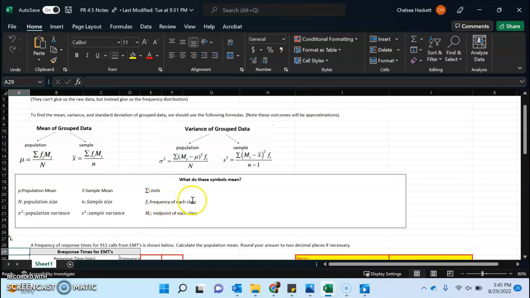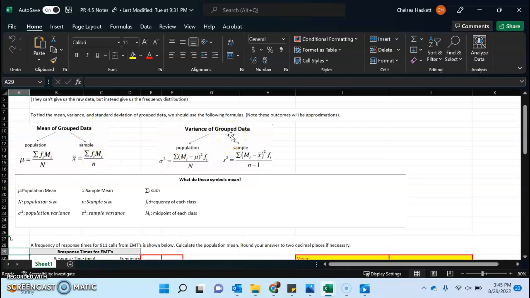F of I is the frequency of each class, so how many times it happens in each class, and then M of I is the midpoint of each class. So to find the mean, you take the F of I, the frequency of each class, multiplied by the midpoint of each class, sum it, and then divide it by the big N or the little n, depending on if it's a population or a sample. If it's a population, it's a population size. If it's sample, it's a sample size.